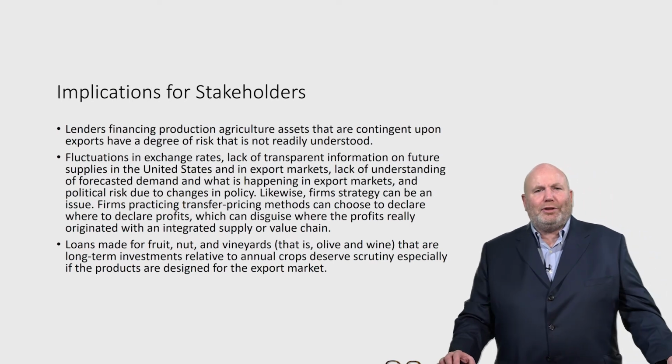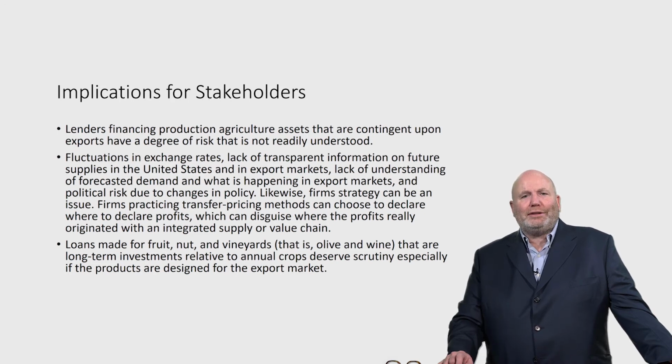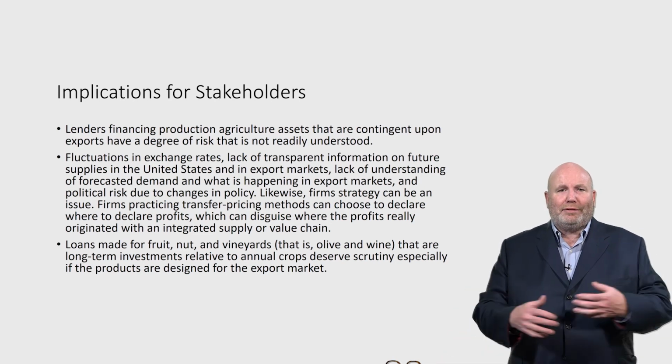What are some implications for stakeholders in these value chains? So lenders, as they finance production and agriculture assets that are contingent upon exports, for example, a California dairy industry that was going to produce milk, dry it, and then ship it to Eastern Asian countries, you've got a degree of risk that you don't fully understand sometimes, because exchange rate matters, because of a number of things.